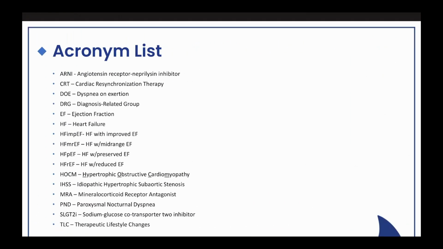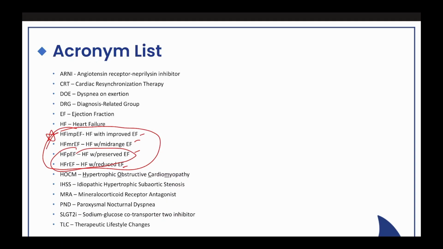So, our objectives for today: the acronym list. Keep this in mind as we're going through. The big one is don't confuse these. We did HFpEF and HFrEF in pathophys. There are other classifications, such as mid-range or preserved, but obviously we looked at reduced or preserved EF. These ones we did already; these ones are new.